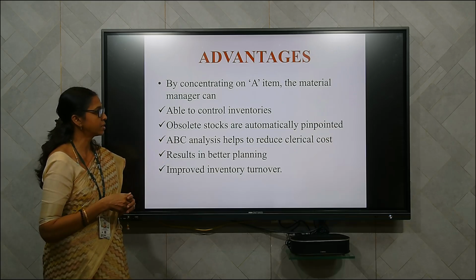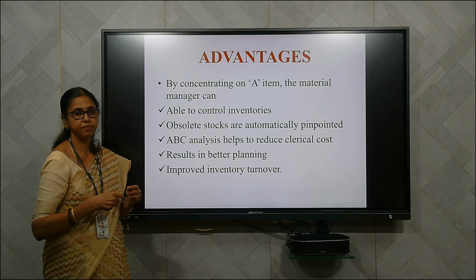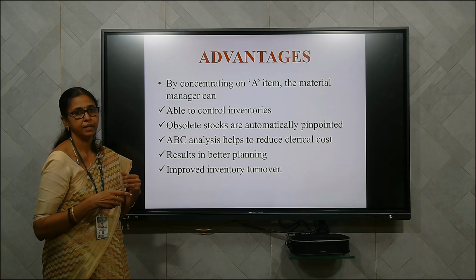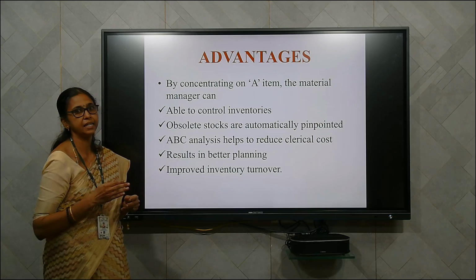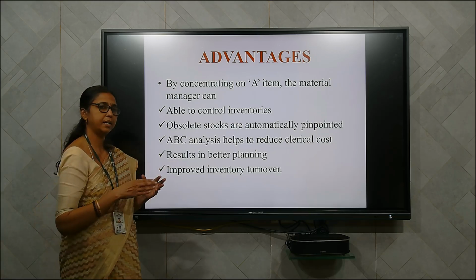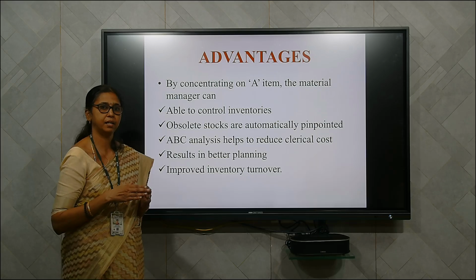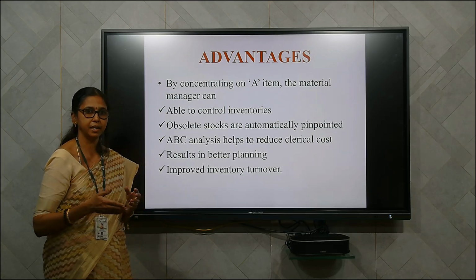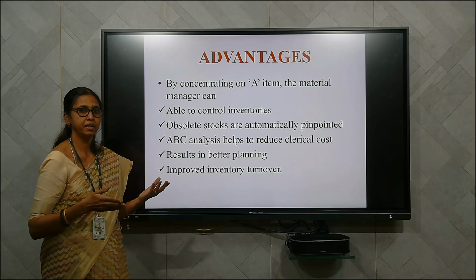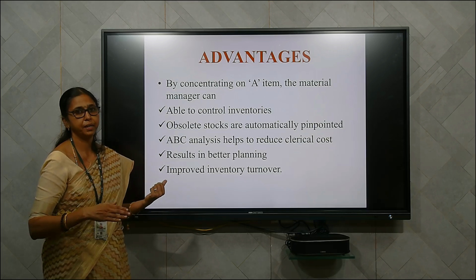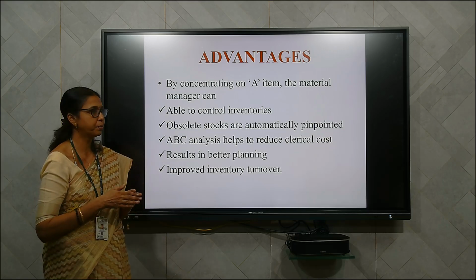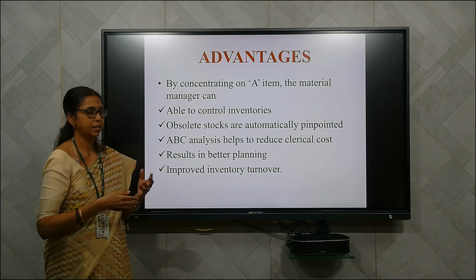Obsolete stocks are automatically pinpointed. Since we review the A items on a weekly basis, obsolete old stock can easily be removed. ABC analysis also helps to reduce clerical cost. The clerical cost is not equally distributed among the items in A, B, and C. Only A items need much more concentration, so clerical cost might be higher for them, but B and C items comparatively need less supervision. Clerical cost may be lower for those two categories.